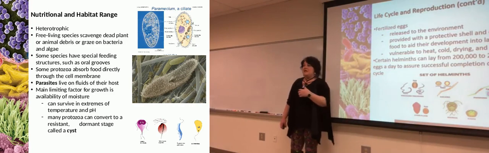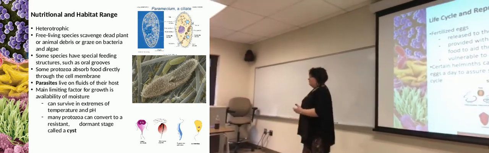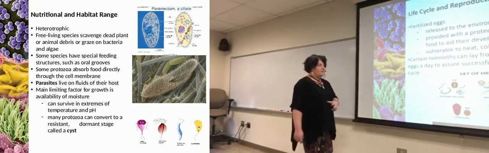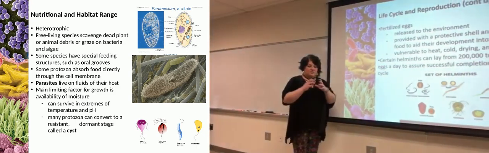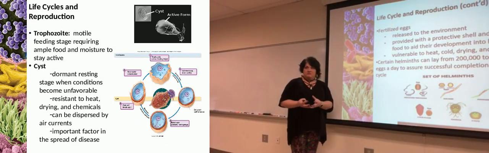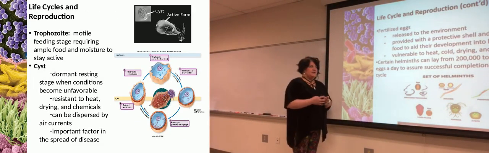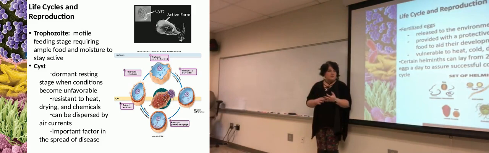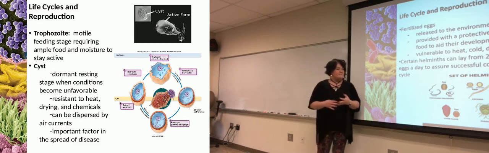Most of the time we see helminths lay eggs. Fertilized eggs will get released out into the environment. They've got this nice protective shell, just like any other egg, with lots of food inside. But they are vulnerable. We can kill the eggs with chemicals, heat. Sometimes the eggs are preyed upon, and so there are other smaller organisms that will actually eat the helminthic eggs.